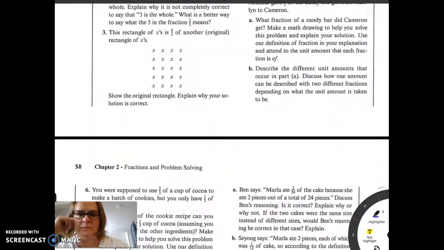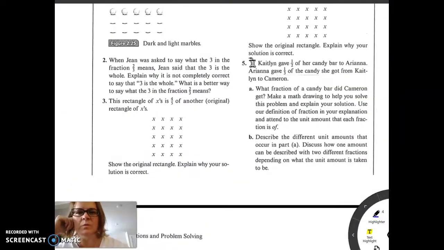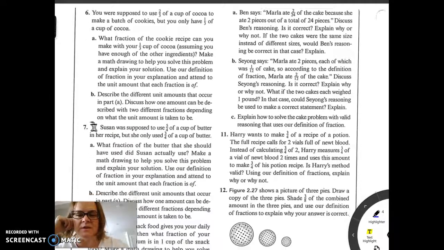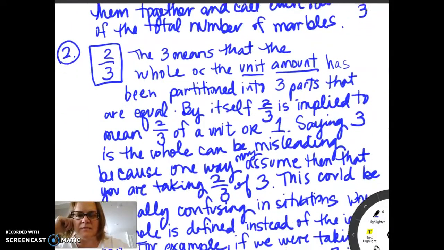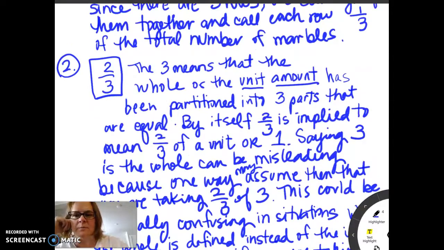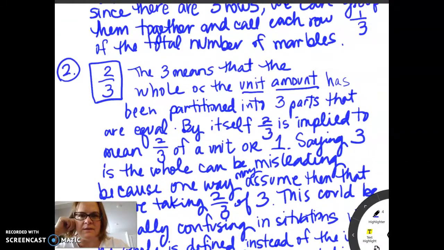All right, let's go to number 2. When Jean was asked to say what the 3 in the fraction 2/3 means, Jean said that the 3 is the whole. Explain why it is not completely correct to say that 3 is the whole, and what is a better way to say what the 3 is in a fraction. A lot of kids will still say that. They'll say that 2 is the number of parts and 3 is the whole. But there are some limitations to that, and it can really cause some confusion, so let's discuss it.